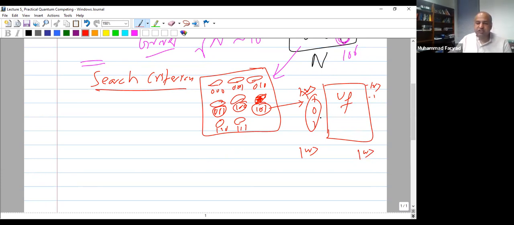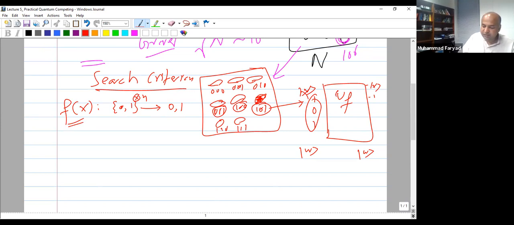So we have access to a function that works like this. We have access to a function f of x that maps n-bit binary numbers, a combination of 0s and 1s in n bits, to either 0 or 1. And we have implemented this function f in this phase oracle, which means that our input x is being multiplied by (-1)^f(x), giving (-1)^f(x) times x.